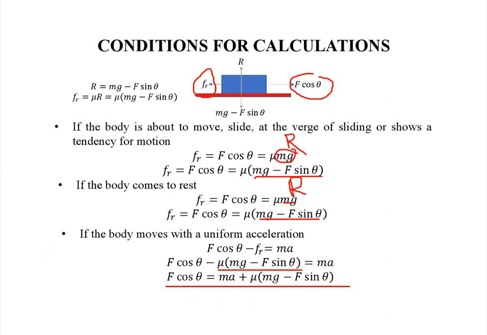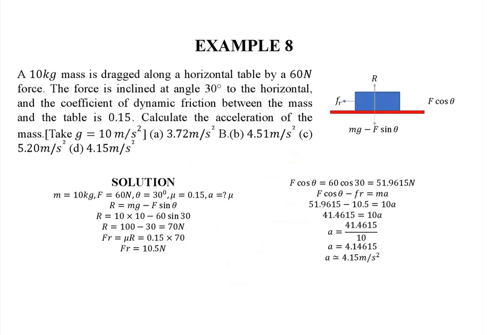So let's look at a good example on this. A 10 kg mass is dragged along a horizontal table by a 60 Newton force. The force is inclined at an angle. Now, the force is no longer parallel to the plane. The force is inclined at an angle to the horizontal. And the coefficient of dynamic friction between the mass and the table is 0.15. Now, calculate the acceleration of the mass.